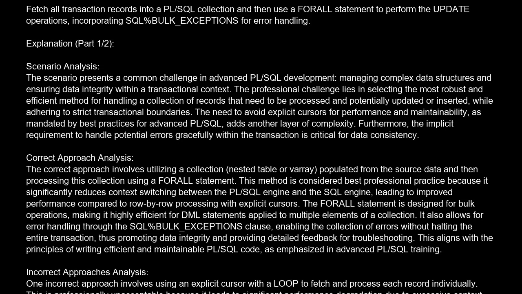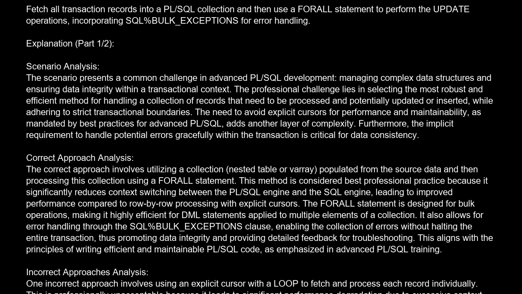Correct answer is D. Fetch all transaction records into a PL/SQL collection, and then use a FORALL statement to perform the update operations, incorporating SQL%BULK_EXCEPTIONS for error handling. Explanation. Scenario analysis. The scenario presents a common challenge in advanced PL/SQL development, managing complex data structures and ensuring data integrity within a transactional context.